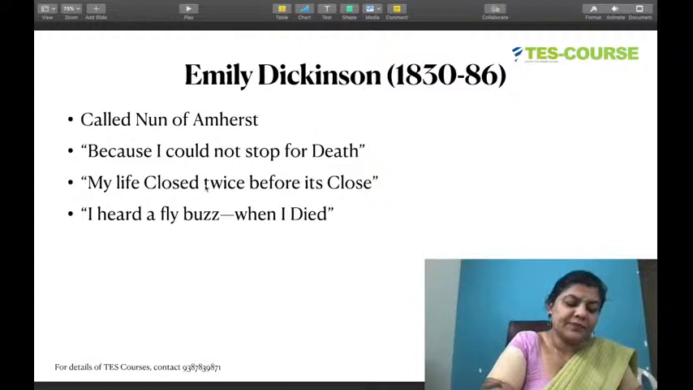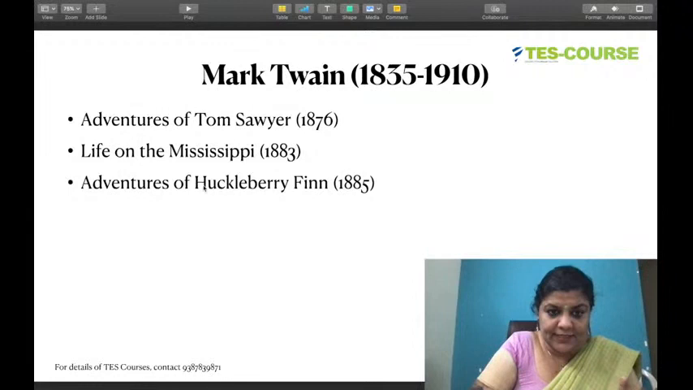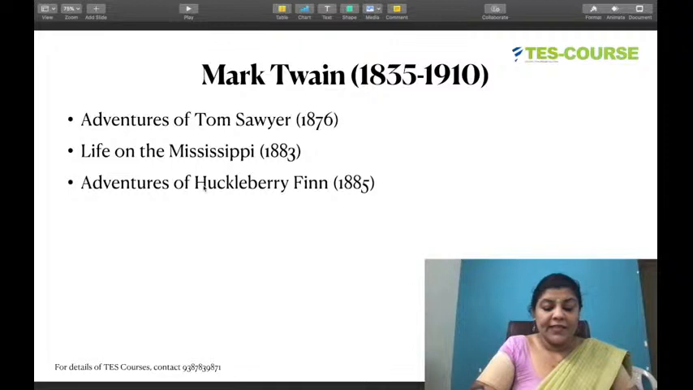Then, next, Mark Twain. Mark Twain is a realist. Mark Twain belongs to realism. Adventures of Tom Sawyer, Adventures of Huckleberry Finn, and Life on the Mississippi. These are very important books by Mark Twain. What are the other important works by Mark Twain?